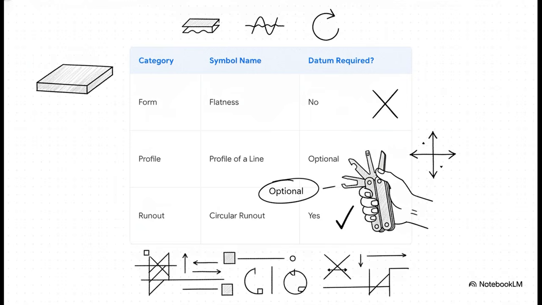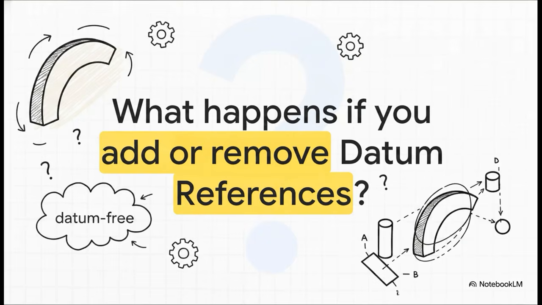The way it behaves completely changes depending on your specific design intent and whether or not you decide to include datums in that feature control frame. Actually, let's test this concept out with a quick quiz. Imagine we have the exact same curved part, and we apply a profile tolerance to it. What is a datum-free profile callout actually controlling, especially when you compare it to one that's fully loaded with primary, secondary, and tertiary datum references? Take a second to really think about the degrees of freedom here. If we don't reference a datum, where exactly is that tolerance zone floating in space?